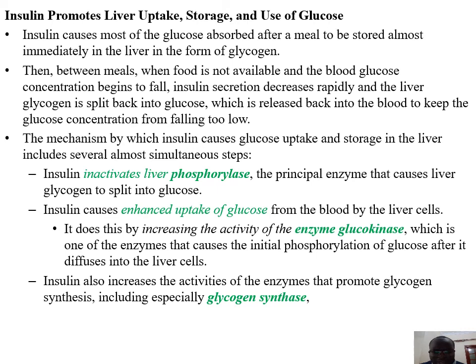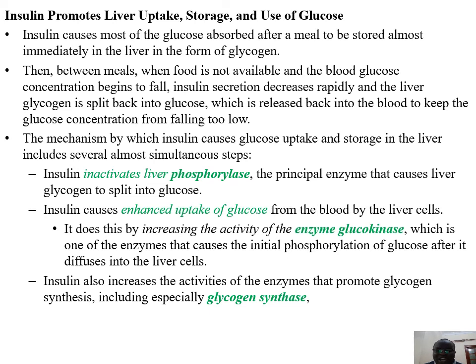The mechanism by which insulin causes glucose uptake and storage in the liver includes several almost simultaneous steps that are listed below there. So they will take place almost at the same time. Insulin inactivates liver phosphorylase. The liver phosphorylase is a principal enzyme that causes liver glycogen to split into glucose. So it's going to inhibit it so that much of the glycogen is not being broken down into the glucose.